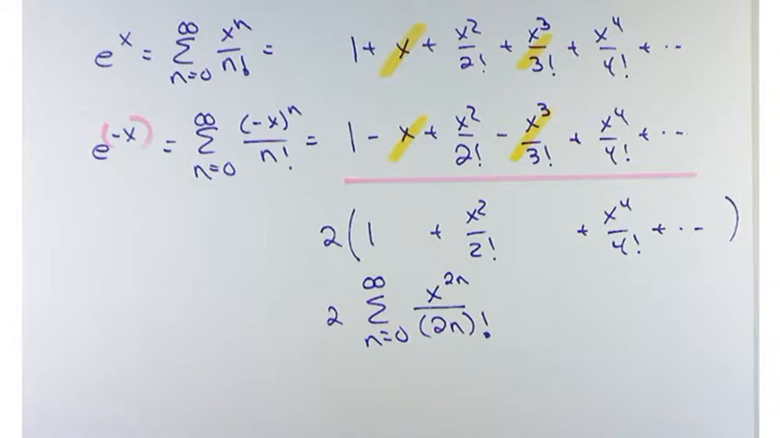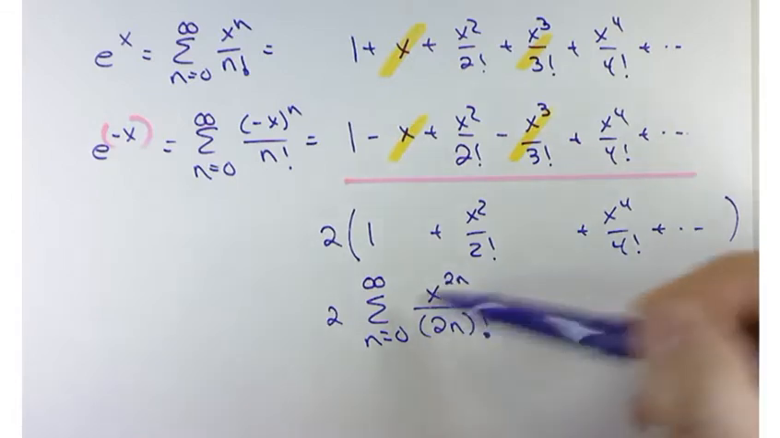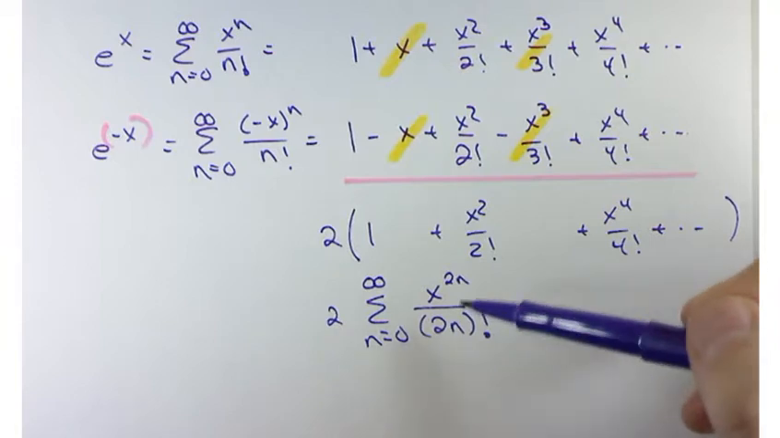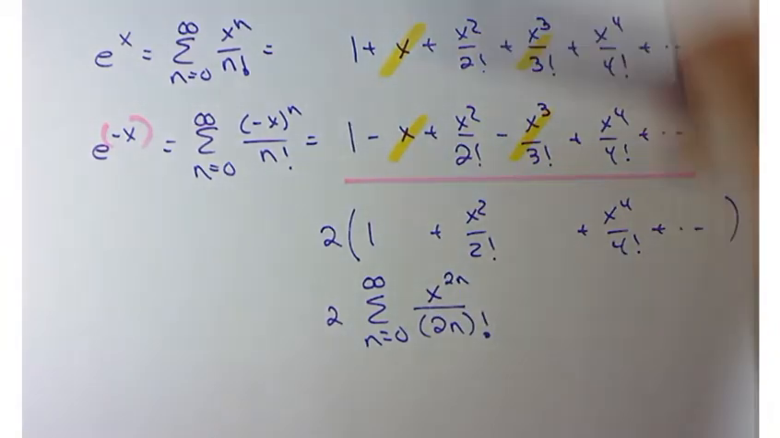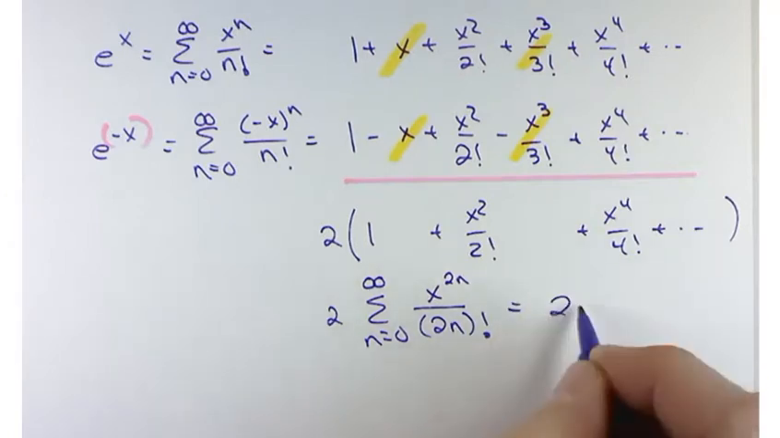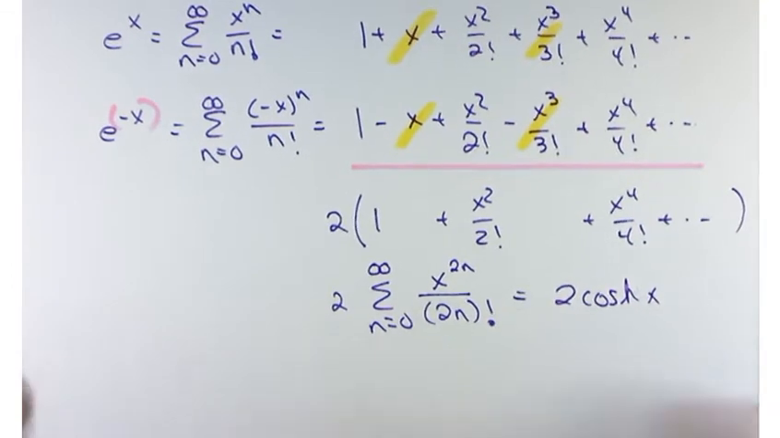The hyperbolic cosine is an even function. It's symmetric. And you're getting an even Taylor series polynomial. This only has even exponents. So this series is going to be even, much like the original function. So that's going to be equal to 2 cosh of x, which is what they asked for.